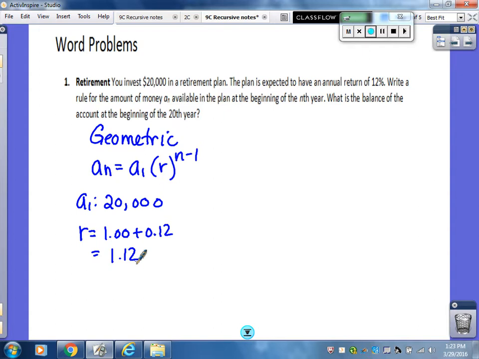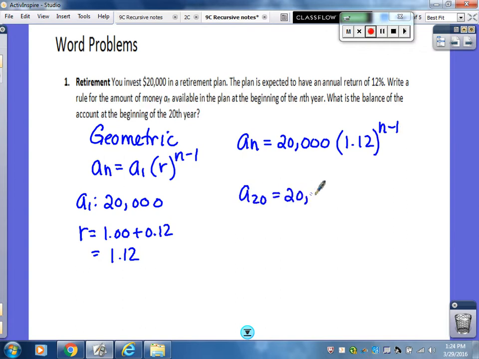All right, so our rule. Now we have everything we need. A sub n is equal to our initial investment, $20,000, times our ratio, 1.12 to the n minus 1, where n is the number of years. So there's your rule. Now we want to find the balance at the beginning of the 20th year. So the 20th year, n is 20.